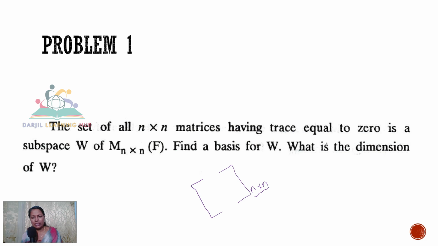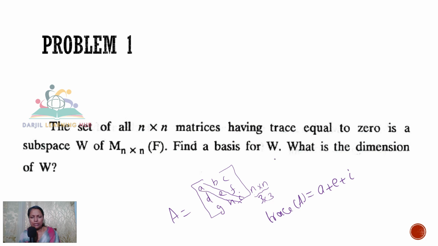So the matrix is having trace equal to 0. Trace means what? The sum of the principal diagonal elements is called the trace. So for example, I can consider one matrix of order 3 by 3: A, B, C, D, E, F, G, H, I. So the principal diagonal elements are A, E, I. The trace of this particular matrix A is given as A plus E plus I. This is the trace of the given matrix A.